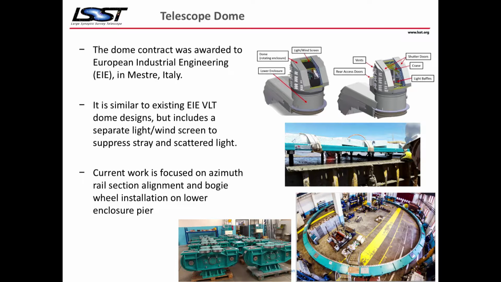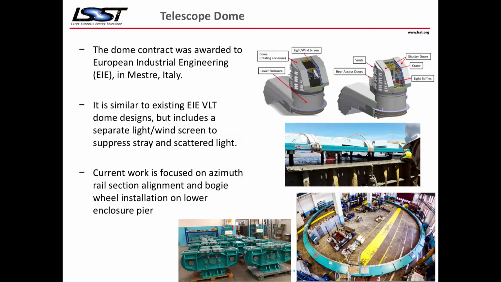But given the large field of view of the LSST camera and the telescope, we had to include a separate light windscreen to suppress stray and scattered light. With a wide field of view, as you can imagine, stray and scattered light is an issue, as well as, with such a large opening, wind buffeting in the dome. The dome is highly louvered.